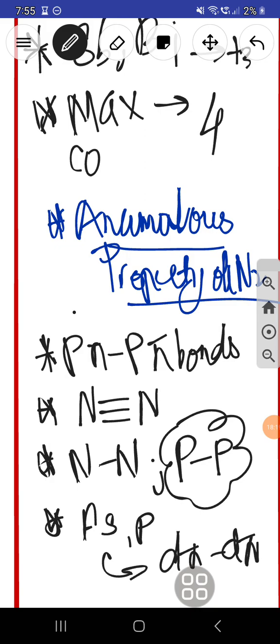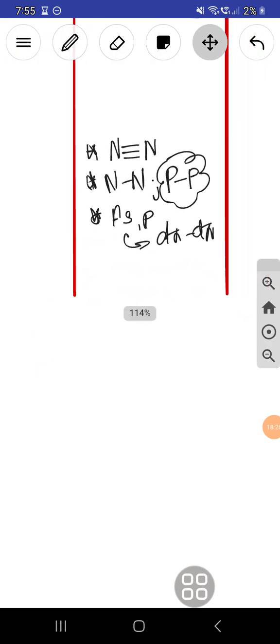Then the next thing is about its reactivity with each of the important reactive elements.